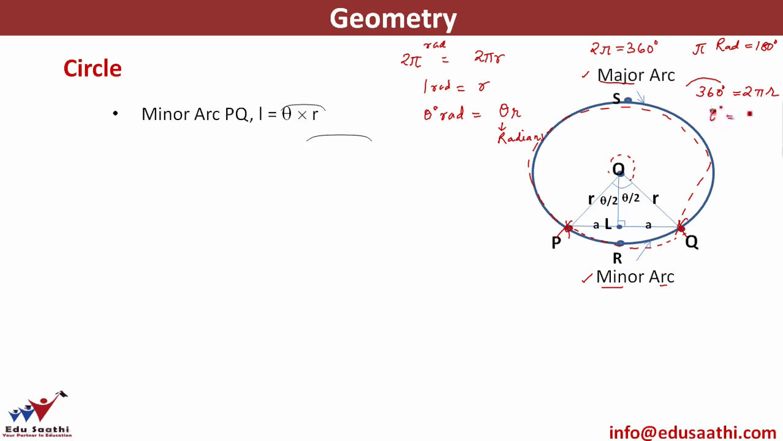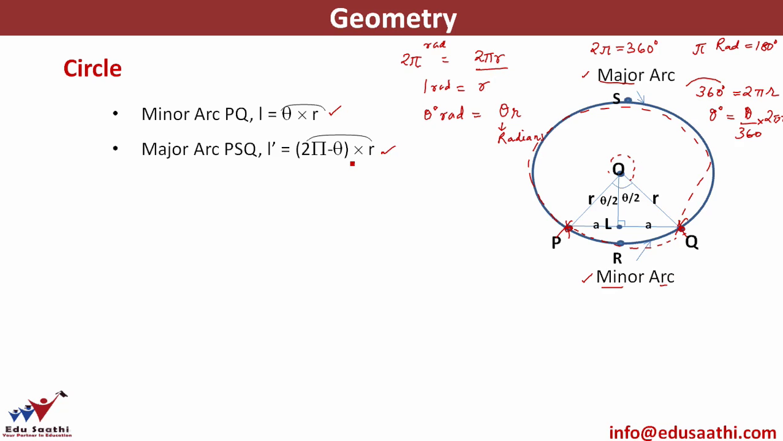Theta degree will give me a length which will be theta over 360 into 2 pi r. So if I look here, I can find out the length of the minor arc PQ. Similarly, I can find the length of the major arc. The total length that I have is 2 pi r.